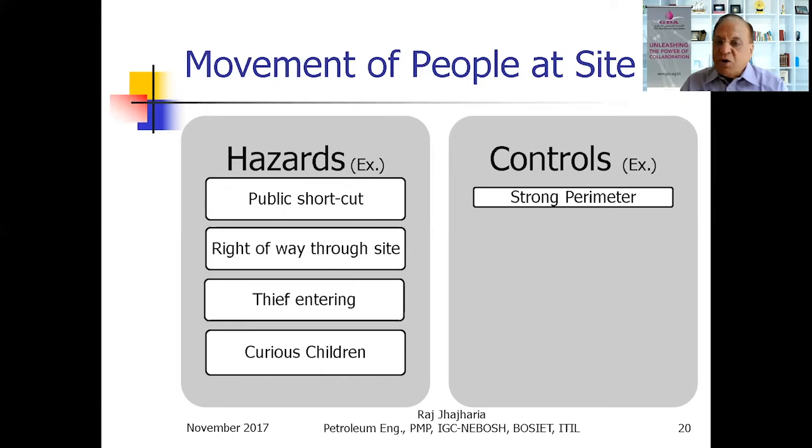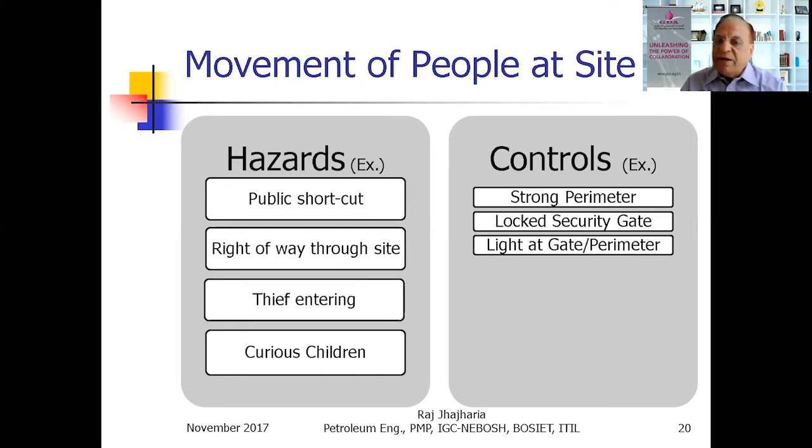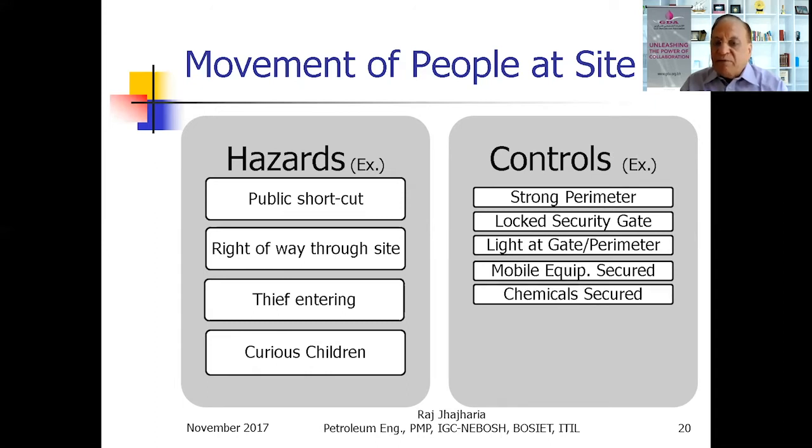What are the controls? Strong perimeter, locked security gate, light at the gate and perimeter. Wherever there is darkness, wherever there is no light, there is a possibility of risk, big risk. Mobile equipment should be secured. What does it mean? That means any equipment which can be moved should be locked. For example, if you want to park your cycle, you should park it and lock it along with a pole so it doesn't move.